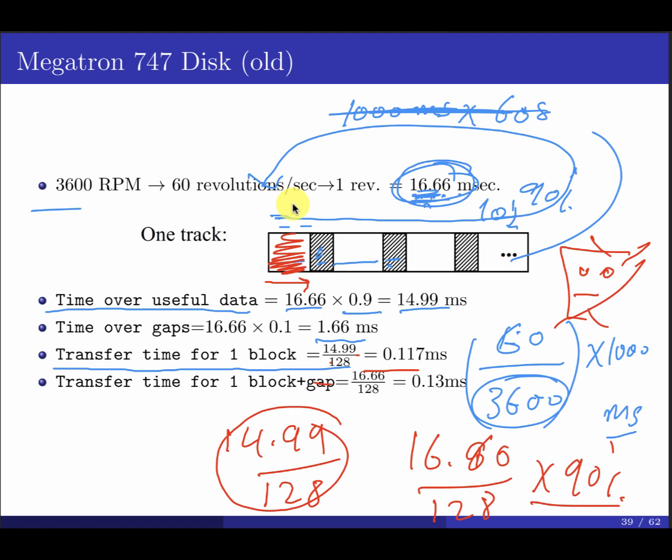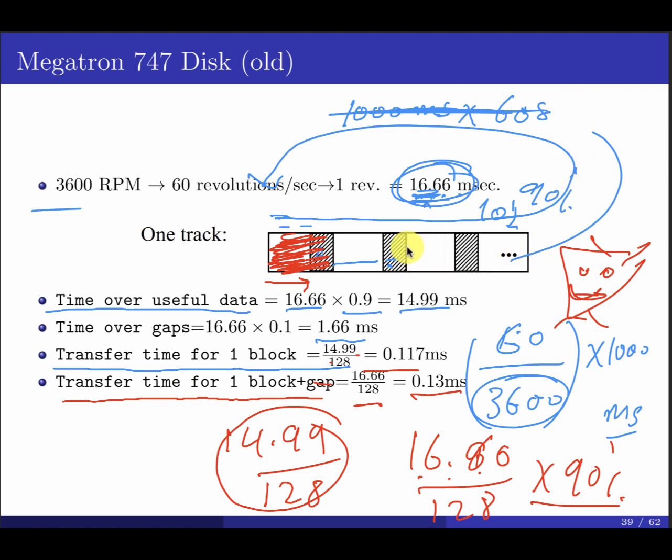Okay, I would be happy now since you applied. Thank you. So the second one, if we try to compute the transfer time of one block plus gap, so in this case, I'm going to use 16.66 divided by the number of blocks that we have, in order to give me this time. Okay, maybe in the exam, I'm not going to give you, let's say, 10% useful data and unuseful data. Make it easier for you.